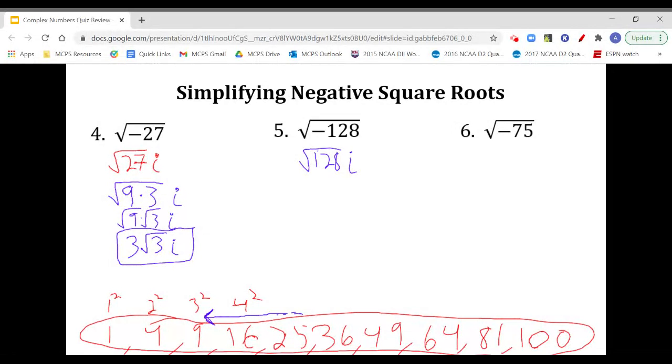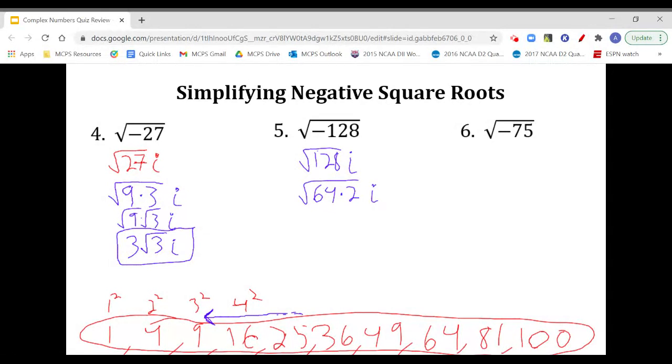And then I need to find the largest perfect square factor of 128. So basically, 128, can I divide it by 100? Doesn't work. Can I divide it by 81? Doesn't work. Can I divide it by 64? Oh, yes, I can divide 128 by 64, and that would give me an answer of 2. So I'm going to rewrite this as 64 times 2.